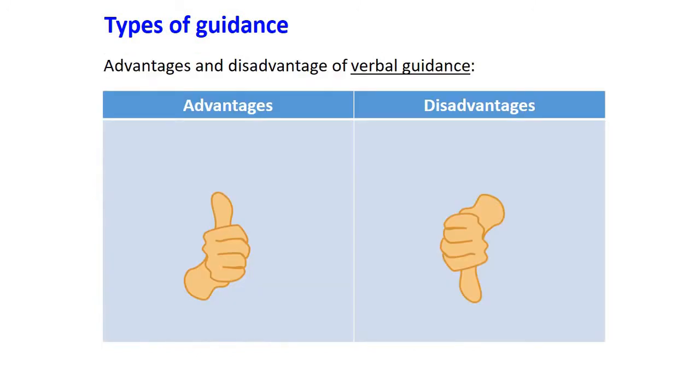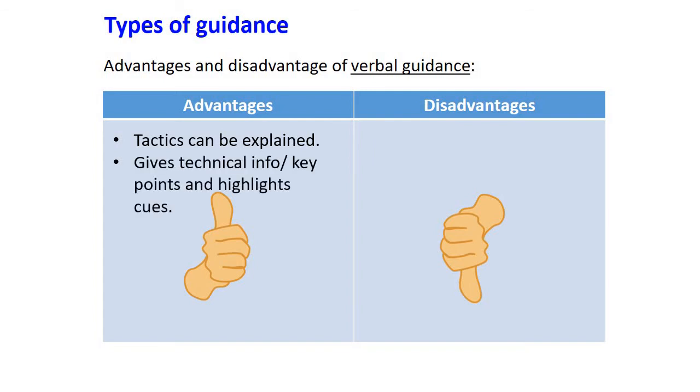Some advantages and disadvantages of verbal guidance. Advantages include that tactics can be explained. So when we're talking about the autonomous stage of learning, and they've learnt the basic skills, it's really good for these performers because we can explain the different tactics. We can give technical information and key points and highlight cues, so more detailed information than we can perhaps give through visual guidance.